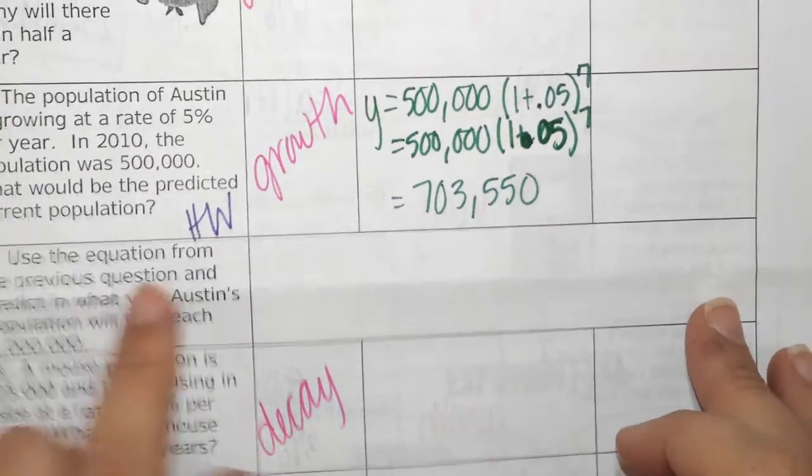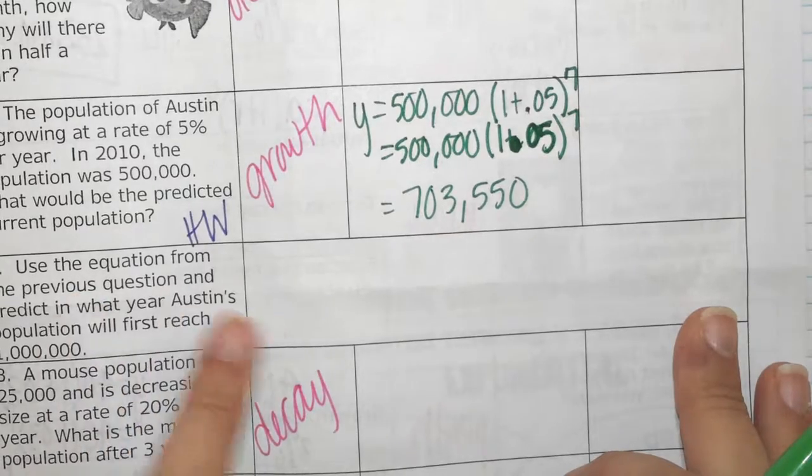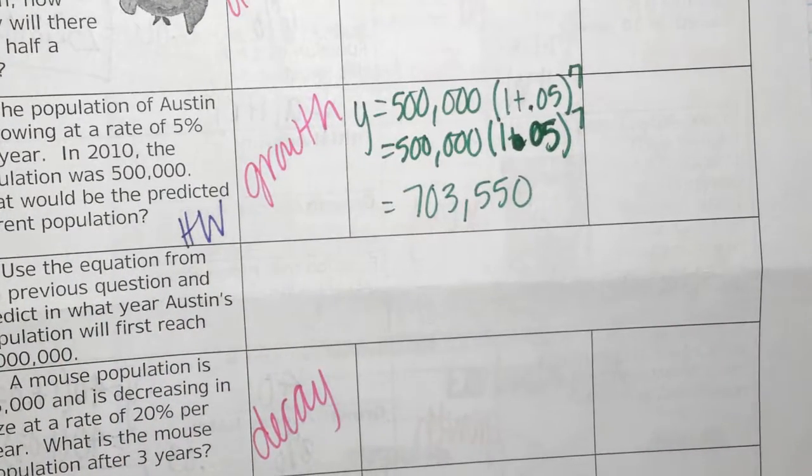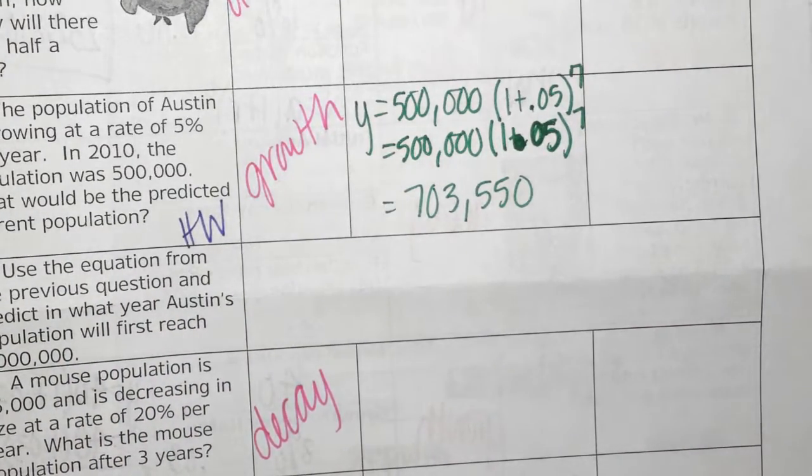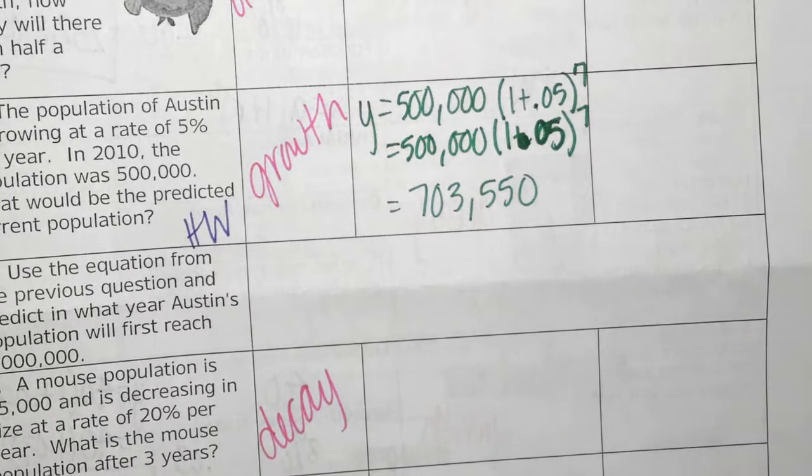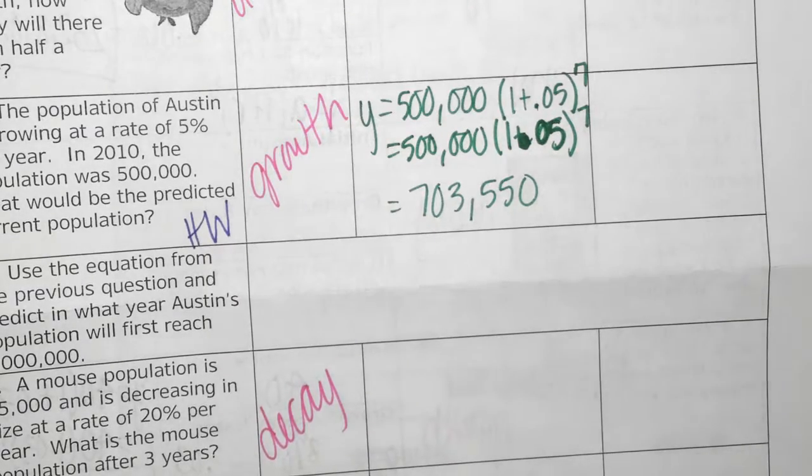Okay, alright. And then it says, use the equation from the previous question and predict in what year Austin's population will first reach 1 million, not 100. What do y'all think? What year did you get? Or did you not know how to do that one, so you just stopped? Well, thank you for letting me know that.